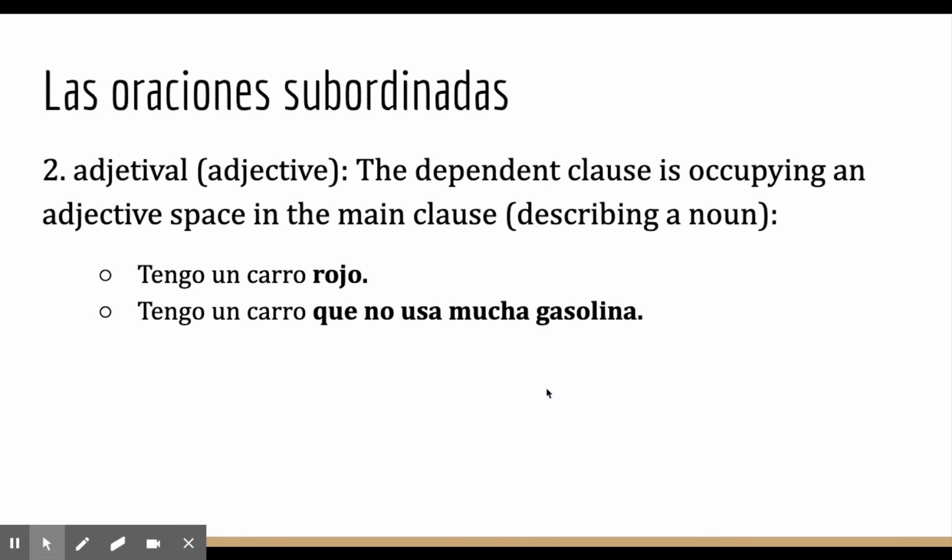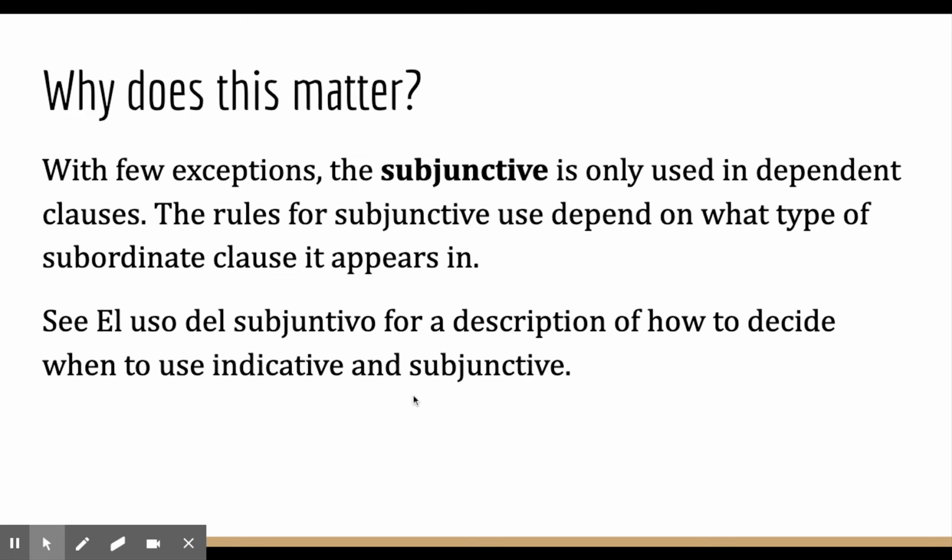Adjective clauses are called adjective clauses because the clause is occupying an adjective space. And adjectives, as you know, describe a noun. So, tengo un carro rojo, I have a red car. Tengo un carro que no usa mucha gasolina. Okay, so que no usa mucha gasolina, that doesn't use a lot of gas, is modifying car. So it's functioning as an adjective. And then in the next video, we'll see adverbials, but we're going to skip those for now.